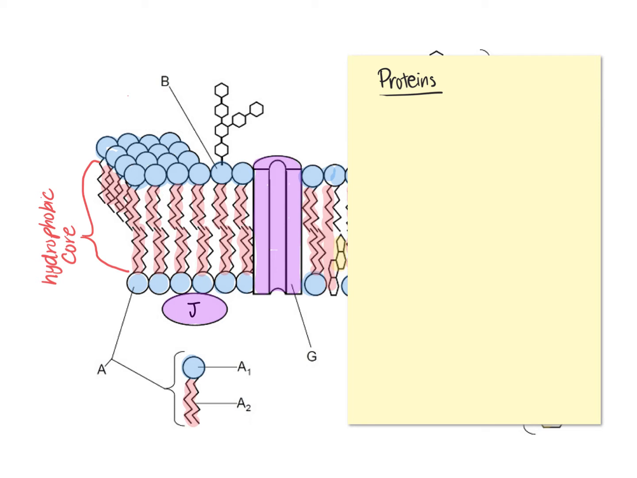Now, these channels are specific. In other words, they will only allow certain molecules through. And there's one transmembrane protein you need to know by name, and it is responsible for allowing water to cross the membrane. And that transmembrane protein's name is aquaporin. So aquaporin is the name of the channel that only allows water to cross the membrane.